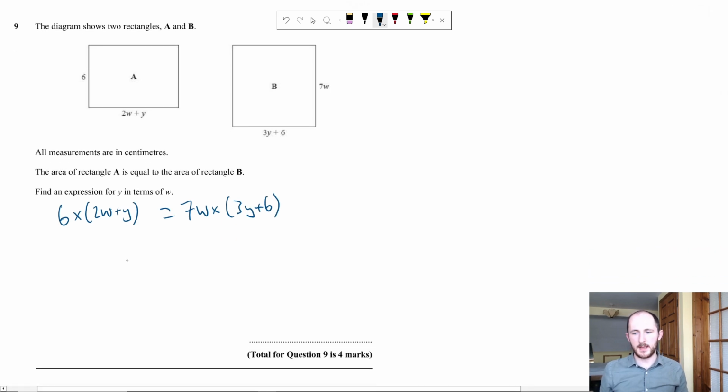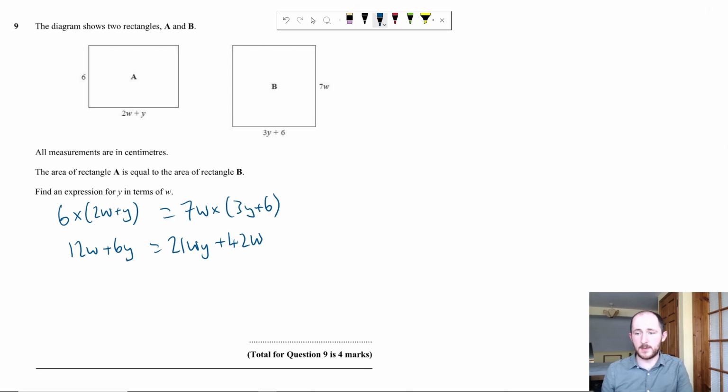Expand and simplify. We're going to have 12w plus 6y. So 6 times 2, yep, good. Equals 7 times 3 is 21wy. And 7 times 6 is going to be 42w.